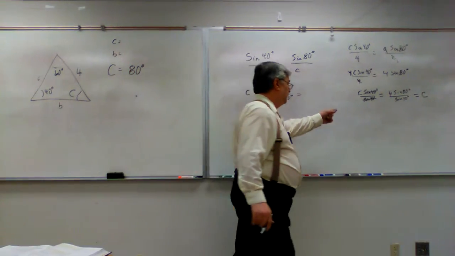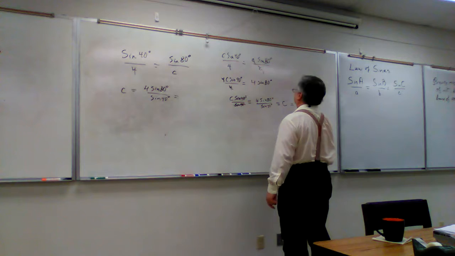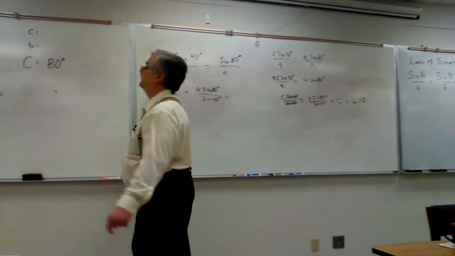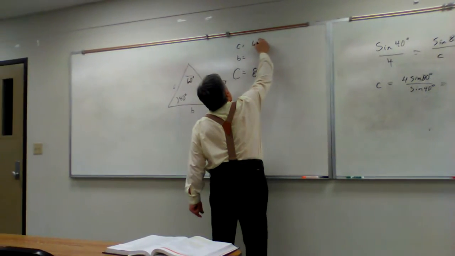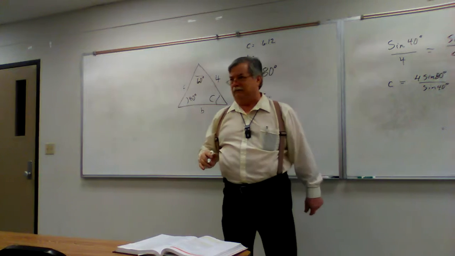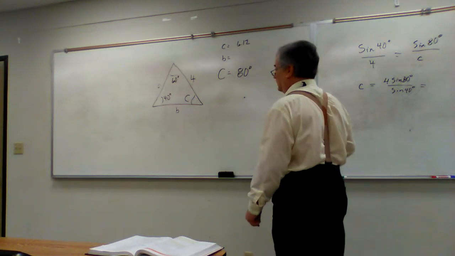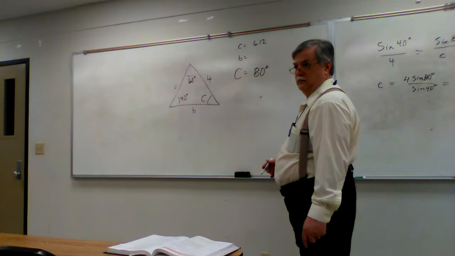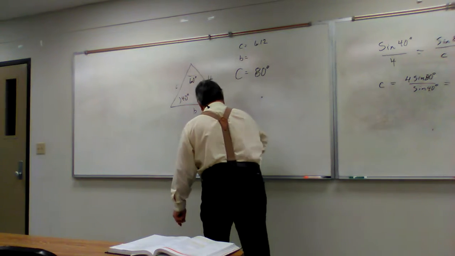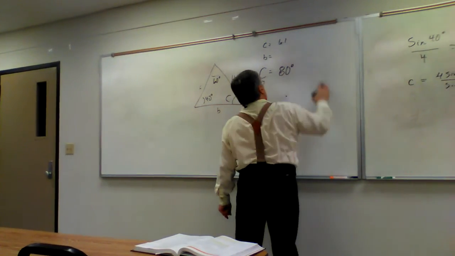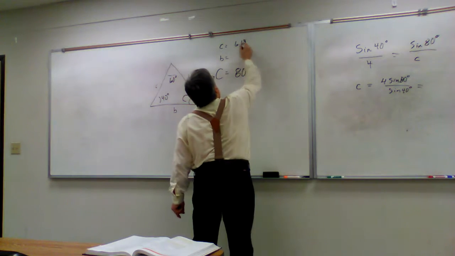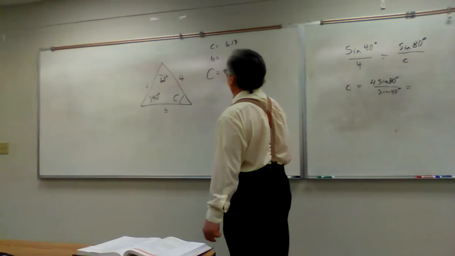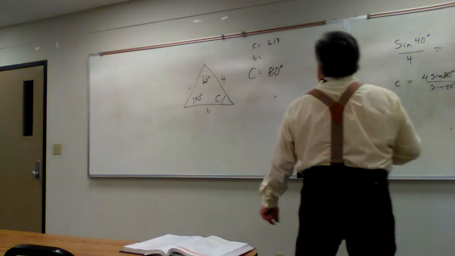So, who did the arithmetic? 6.12. I think 2 decimal places is enough. So, all right. Well, all right. 6.13. Anybody else? All right. Then all we've got to do now is figure out B.